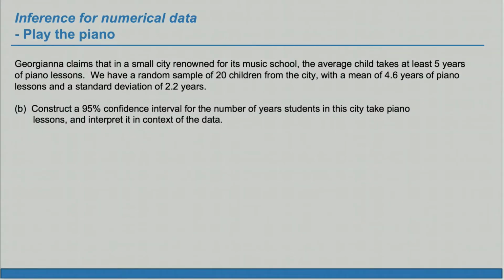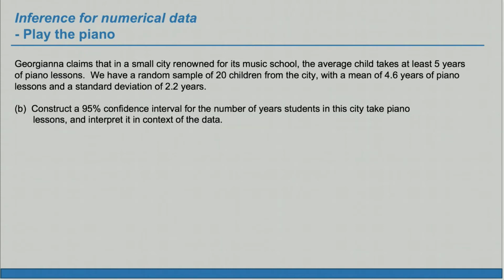Now we're ready for part B. Construct a 95% confidence interval for the number of years students in the city take piano lessons and interpret in the context of the data. So now instead of hypothesizing about the reasonableness of one particular value, we're going to find an interval of all reasonable values for the true average.